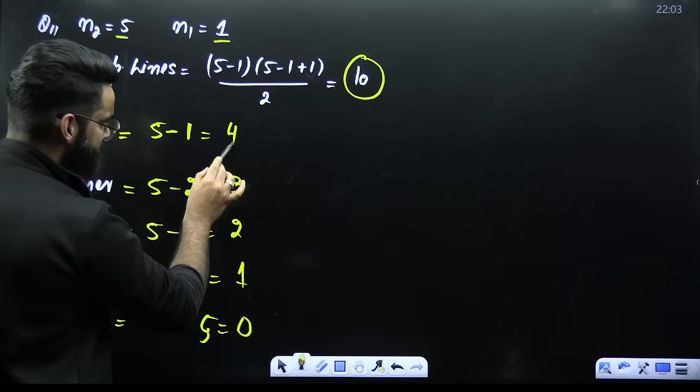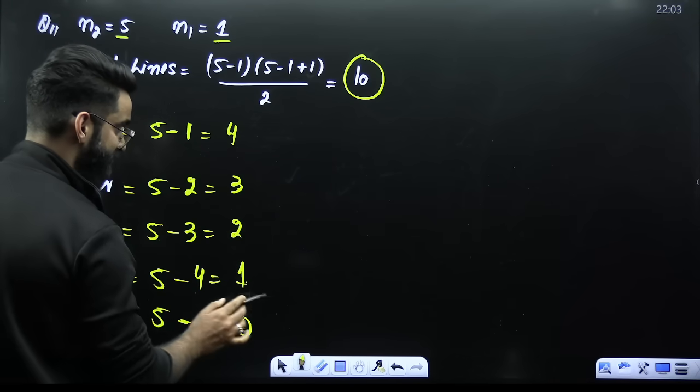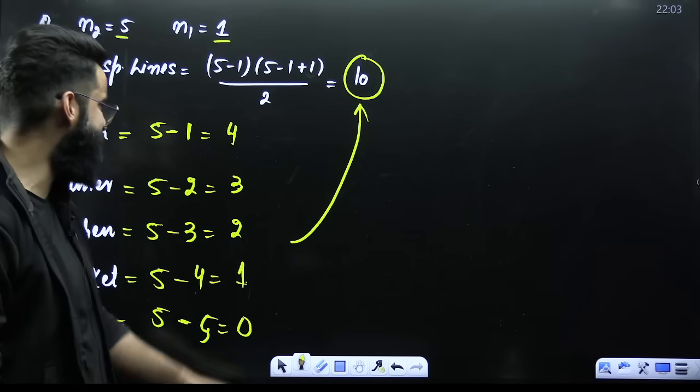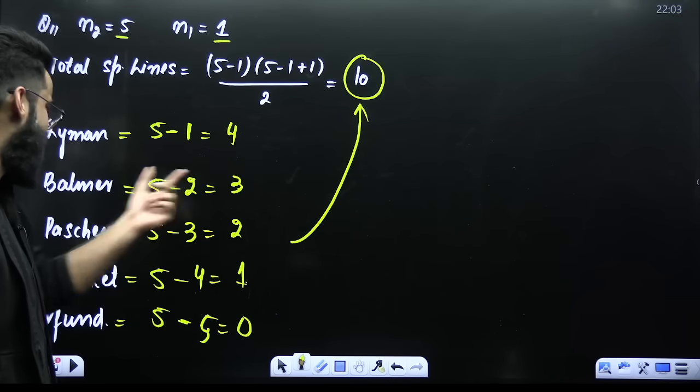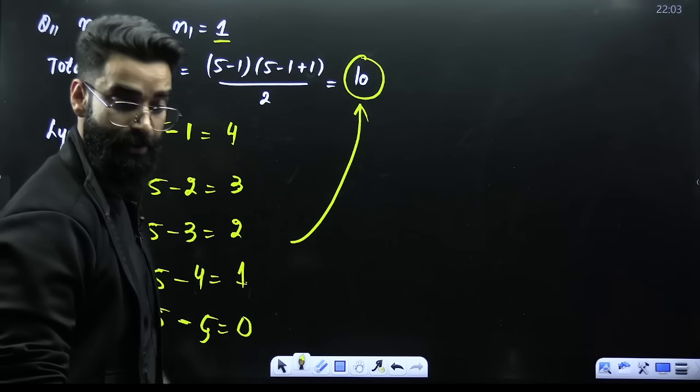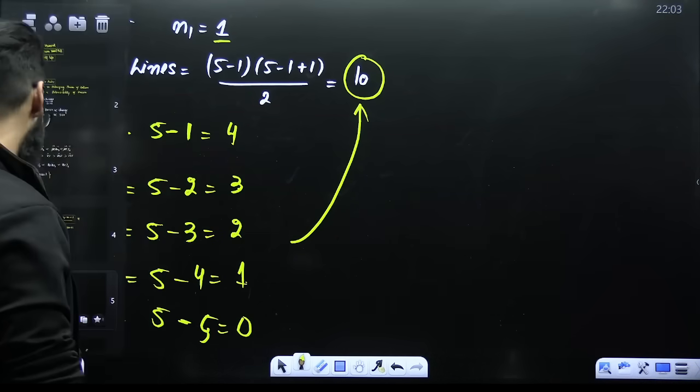If you take the sum of these, 4 plus 3 is 7, 7 plus 2 is 9, 9 plus 1 makes it 10. So overall 10 spectral lines are obtained, and out of these 10 spectral lines, 4 fall into Lyman, 3 into Balmer, 2 into Paschen, 1 into Brackett, and 0 in Pfund. So this is how you are going to solve this sort of short question as well.